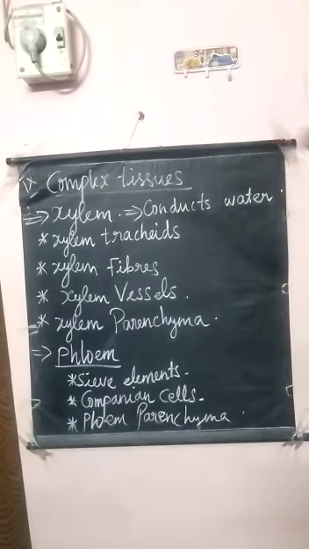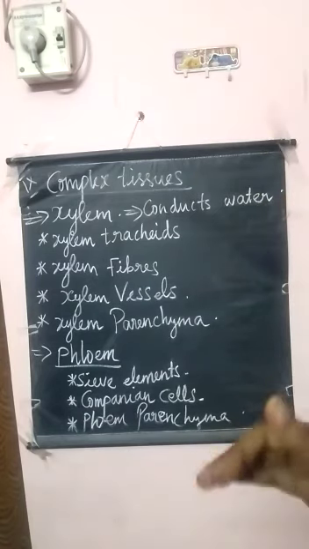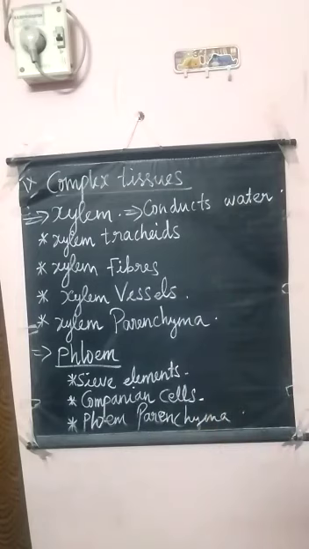So xylem is composed of these four: xylem tracheids, xylem fibers, xylem vessels, and xylem parenchyma. Xylem tracheids are elongated, tube like dead cells. What is the function of tracheids? They conduct water and give mechanical support. The next one is xylem fibers.